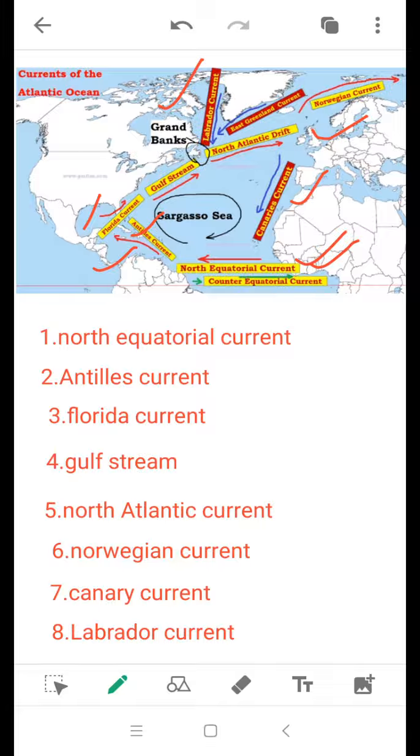And this Canaries Current again joins North Equatorial Current. So like this whole year, this circulation goes on from North Equatorial Current to Antilles Current, then Florida Current, then to Gulf Stream, then from North Atlantic Drift to Norwegian Current, and again to Canaries Current. But we have one more major thing, that is Labrador Current. Labrador Current is the current which comes from Arctic Ocean, which is very cold in nature. So when the warm water of Gulf Stream meets the cold water of Labrador Current, a famous fishing ground is created here.